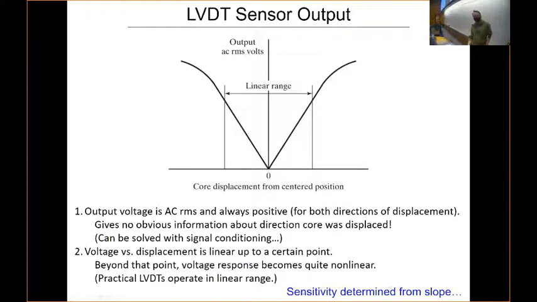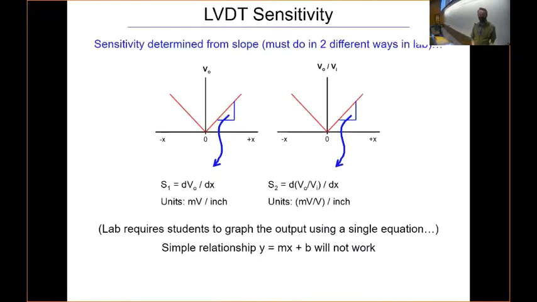Then here we have this statement down here that sensitivity is determined from slope. That's an important thing. You're going to need to determine that in lab. There are actually two sensitivities that we are interested in. Remember, sensitivity is the change in output for the change in input, so that's the slope. The first way that you need to do it in lab is simply the change in output per the change in displacement. Just simply the slope. So that's S1. And this whole S1 and S2 thing is a fairly common thing among measurement systems.